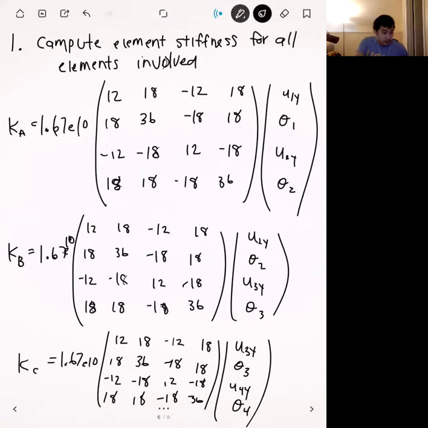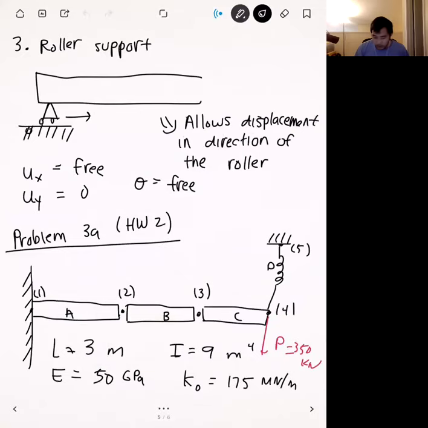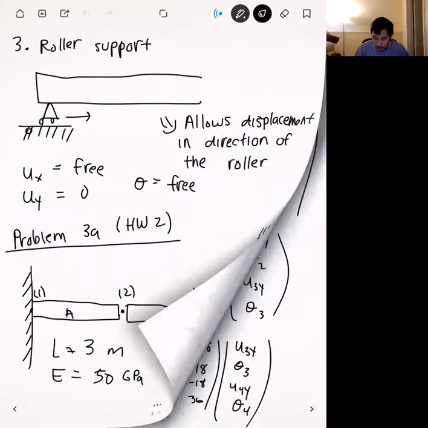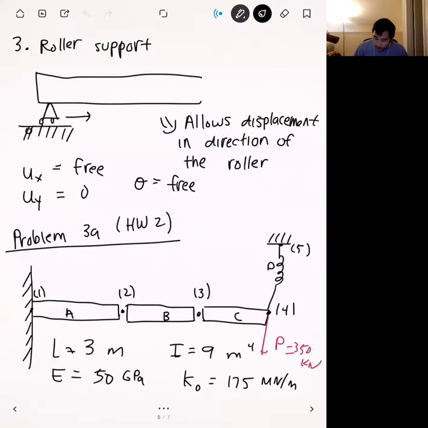All right. And so that's the element stiffness matrices for all of those. And for this problem, we also have a spring. And so the spring is going to be vertically here. So let me just kind of write down the spring just really quickly. Okay. And so this is going to be Kd. Okay. And so Kd here is going to be our spring constant K. Remind me again. So K is 175 meganewtons per meter.